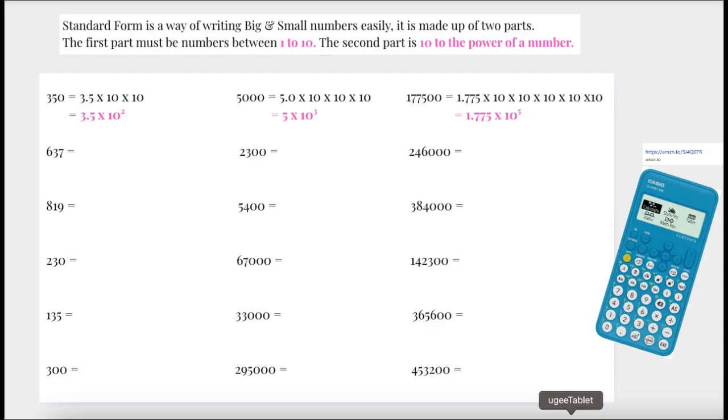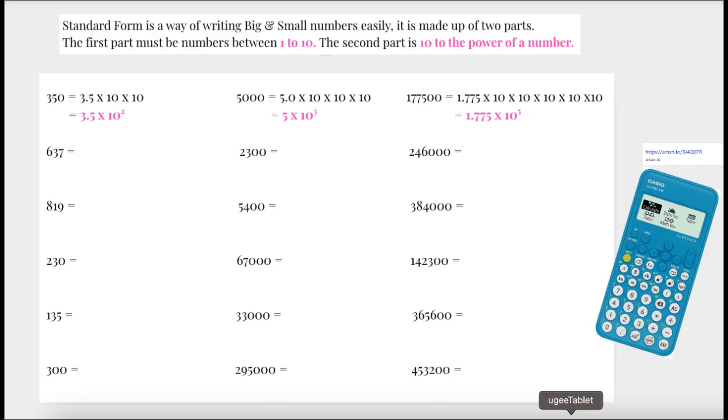Hey guys, today I'm going to be teaching you standard form. Now, you're going to get this on foundation papers and higher papers. Not in primary school, I don't think, but I could be wrong. So, standard form, what is it?